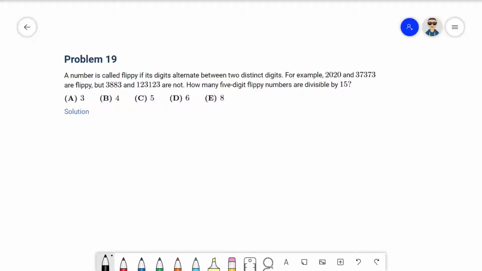So here it says 5-digit flippy numbers. So 5 digits, we can just draw 5 lines for each digit. Now it also says divisible by 15. So we can just write 15, and its prime factors are 5 and 3. So if a number is divisible by 15, it has to be divisible by 5 and 3.